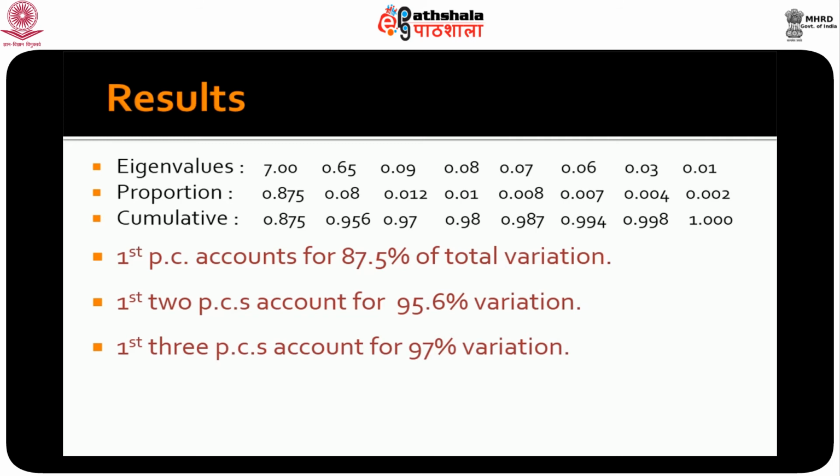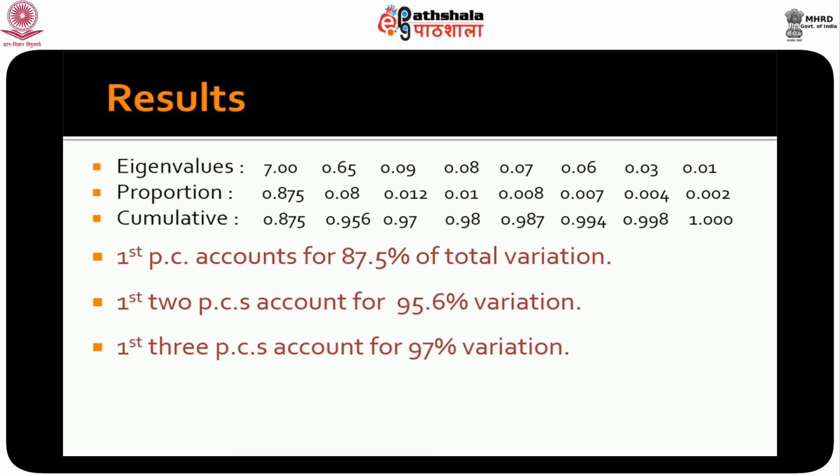7.0002, the next is 0.6508, and it keeps decreasing to the last one, which is 0.0149. Of course, the sum of the eigenvalues should be what? It should equal the number of variables. Mind you, we are doing an orthogonal transformation here, and it comes out to be 8.